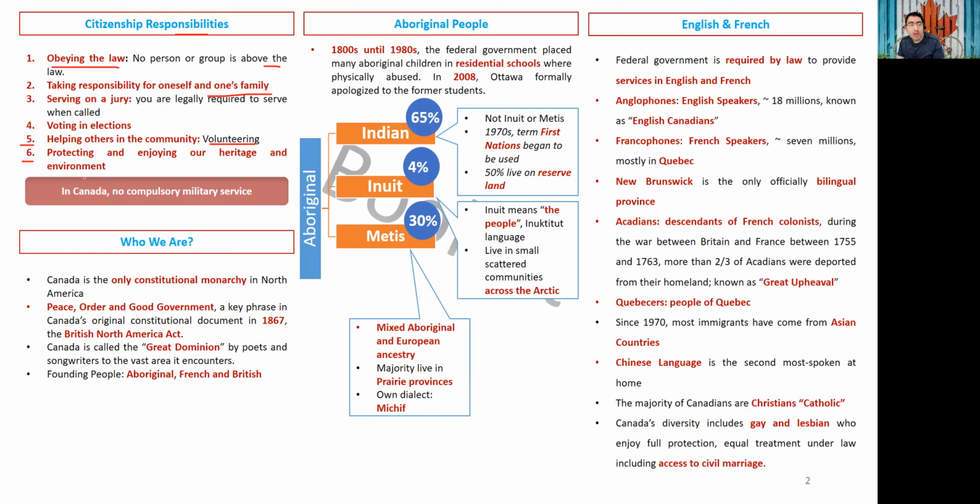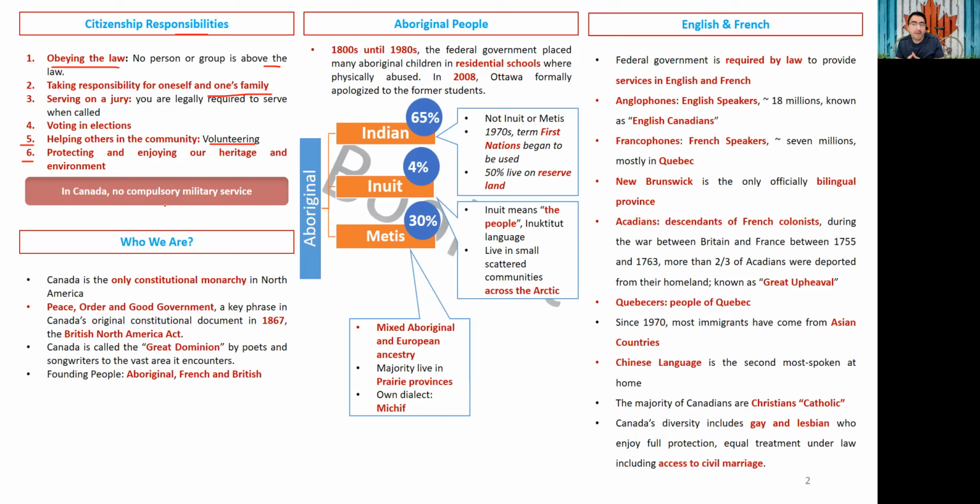Okay. One important thing also in Canada is that military service is optional. It is not mandatory. So you have to decide by yourself if you'd like to serve in the army or not. So this is something optional. It is not mandatory. This is also an important point. It can come as true or false or as multiple choice.